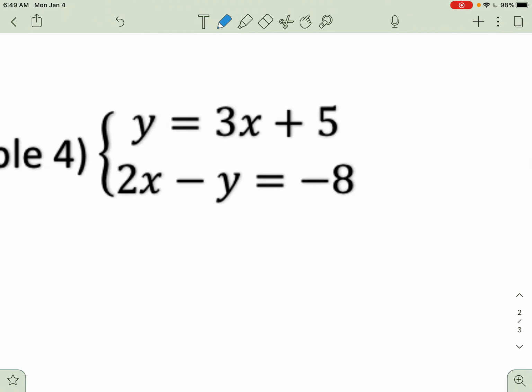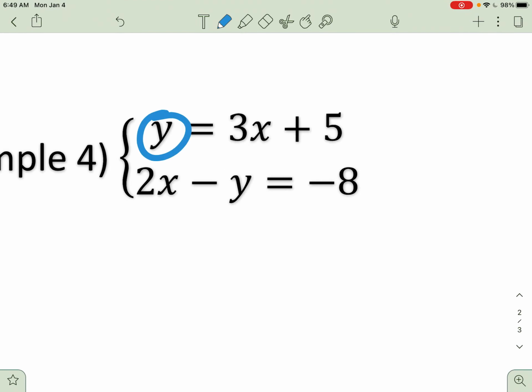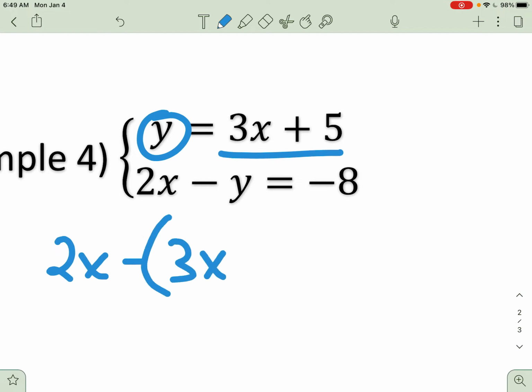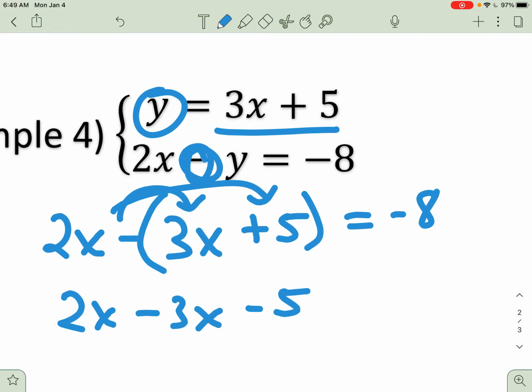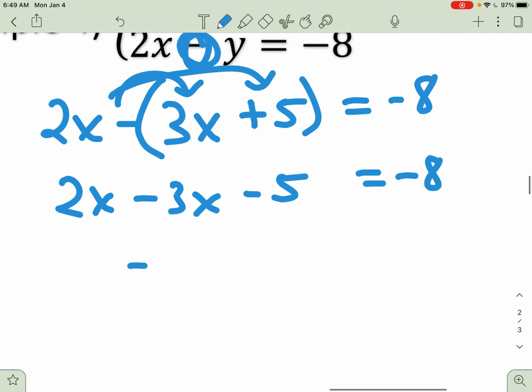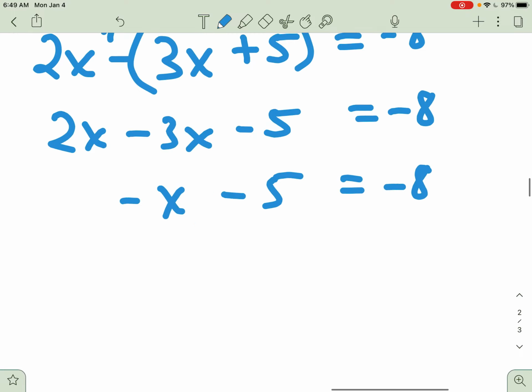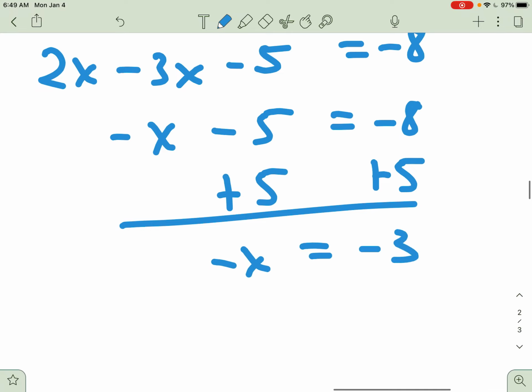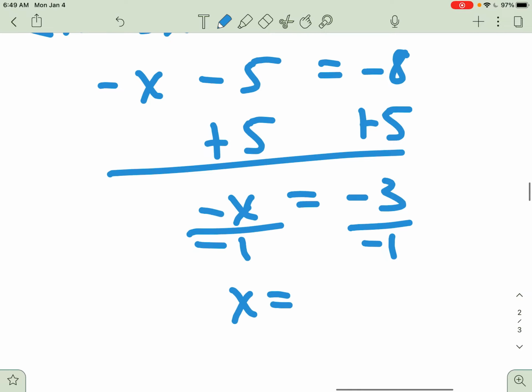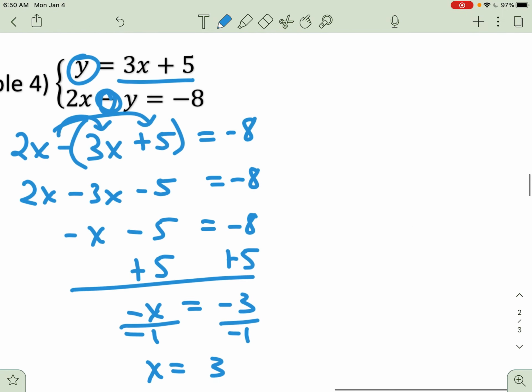All right, example 4, same thing. Only one has an isolated variable. So we're going to take this and plug it in. So 2x minus y equals negative 8. Don't forget your parentheses because notice the negative out front. That means I have to distribute that negative. So 2x minus 3x minus 5 equals negative 8. Negative x minus 5 equals negative 8. Add 5. Negative x equals negative 3. Divide by negative 1. And x equals positive 3. Okay? Take the 3, plug it back in.